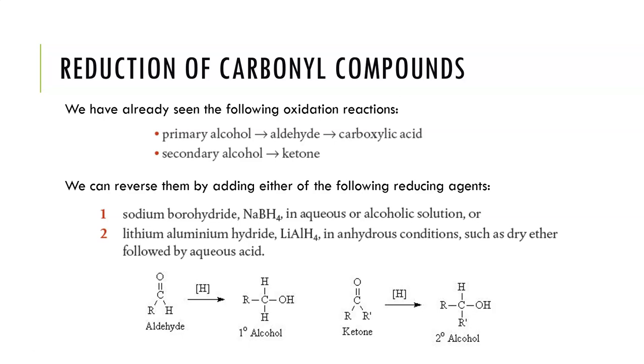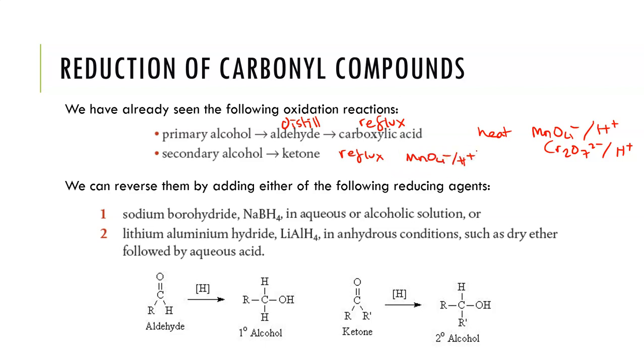So we can see that with the primary alcohol, we know how to take it to the aldehyde and the carboxylic acid. Remember that we do this by heating with acidified potassium permanganate or acidified dichromate. With heat, the aldehyde is distilled off as it forms, and for the acid we heat under reflux to make sure that we get all the acid. We can do the same thing by refluxing a secondary alcohol with a strong oxidizing agent to get the ketone.